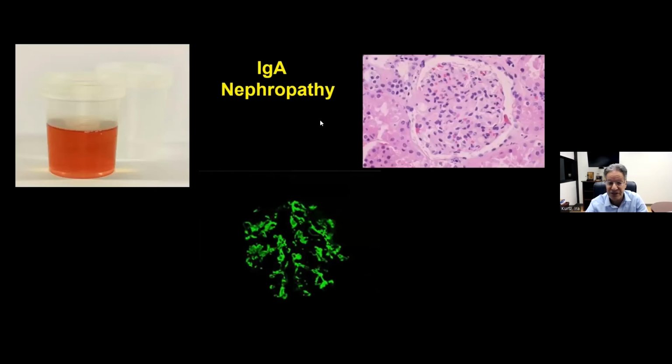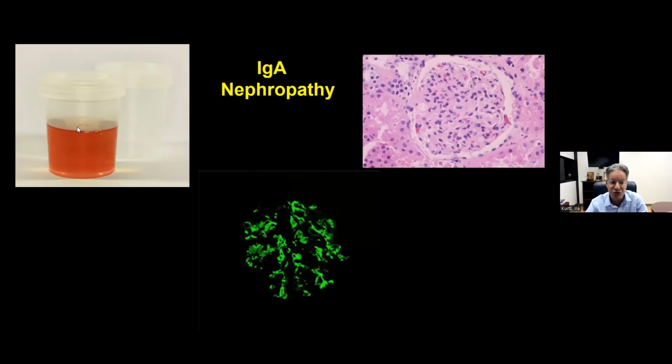This is another disease of the filter. This is another way we look at the filter. We're staining it for something called IgA. IgA is one of the antibodies in your blood. And these filters have IgA attached to them. But it's very common in Southeast Asia. In fact, it's one of the most common kidney diseases. And it is a cause of blood in the urine.